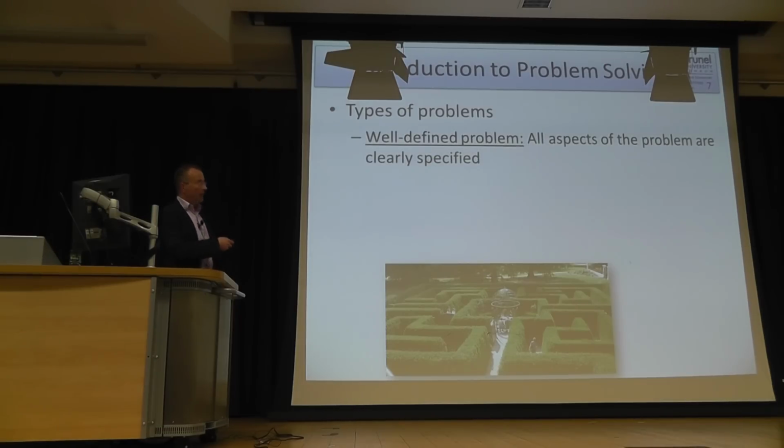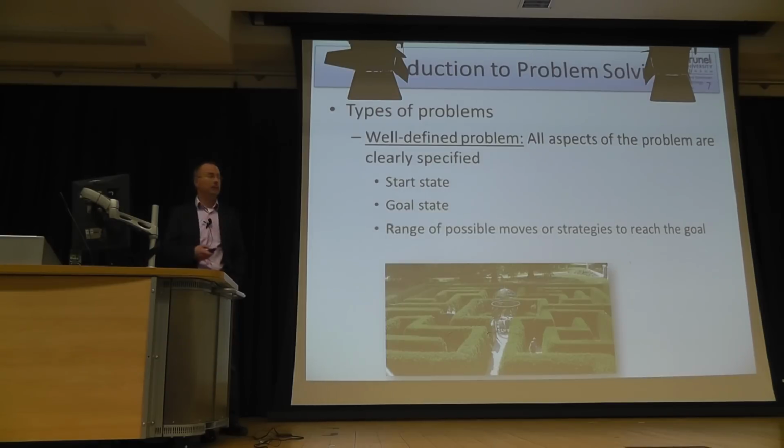So, as I said, well-defined problems are problems where basically all aspects of the problem are clearly specified. So, the start state, the goal state, and the strategies or the range of possible moves to reach the goal. And an example is find your way out of a maze. You know where you start, at the center, for instance, and you know the moves you can make, you can walk around, and your goal is clearly find the exit of the maze.